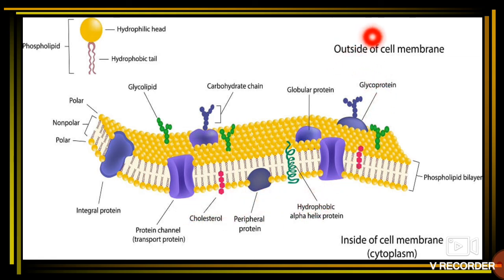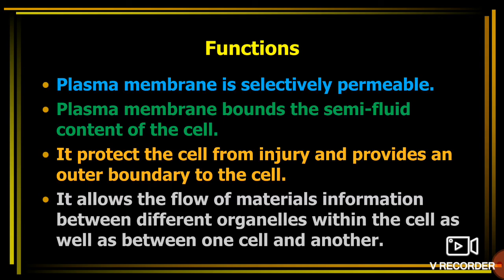Here you can see the outside of the cell membrane, and this is the inside of the cell membrane. Here is the cytoplasm. Okay, so let's move further and see the functions of the cell membrane. It is selectively permeable in nature. It allows only selective materials. Why is it selective?